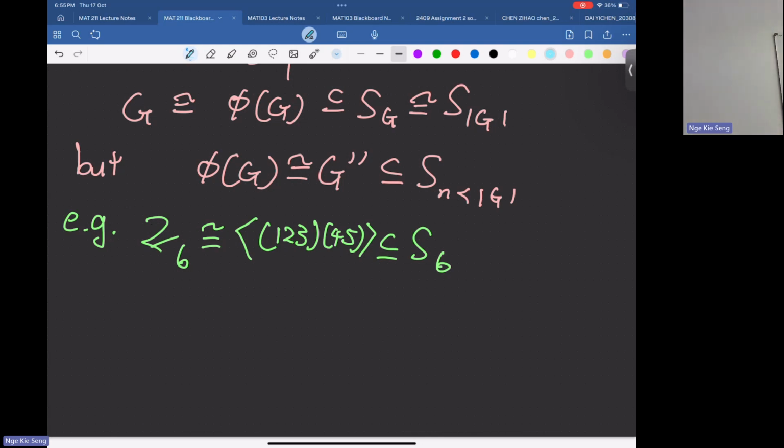Let's write down all the elements on both sides here. On Z6 we have 0, 1, 2, 3, 4, 5. How about this cyclic subgroup? What does it mean by the group generated by this disjoint cycle? You keep composing it.